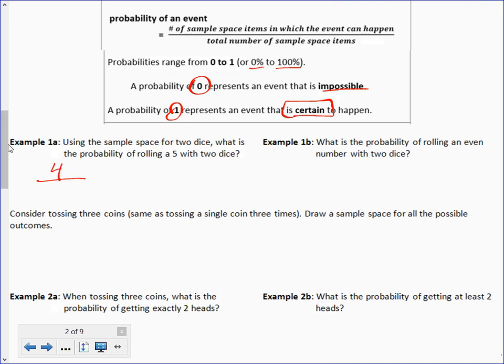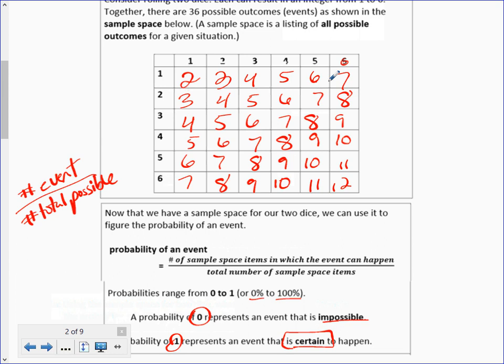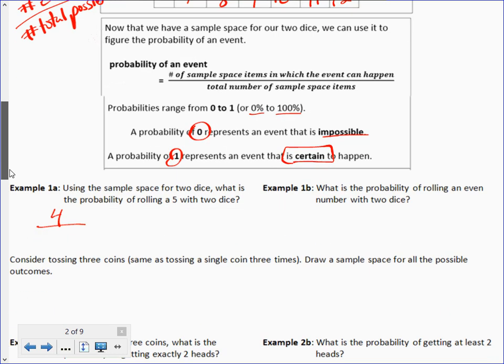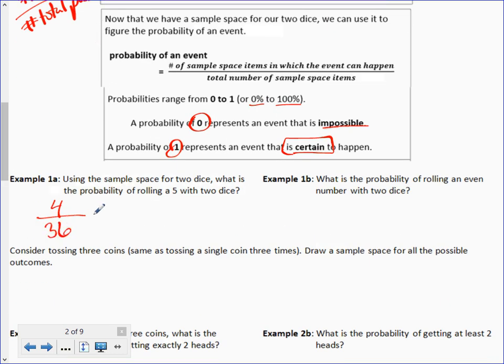And how many total rolls are there? 1, 2, 3, 4, 5, 6, 7, 8, 9, up to 36. So 36 total possible combinations. Use your calculator to reduce the fraction if you need to, and then convert it to a decimal and move the decimal 2 places. So this would be 11%.